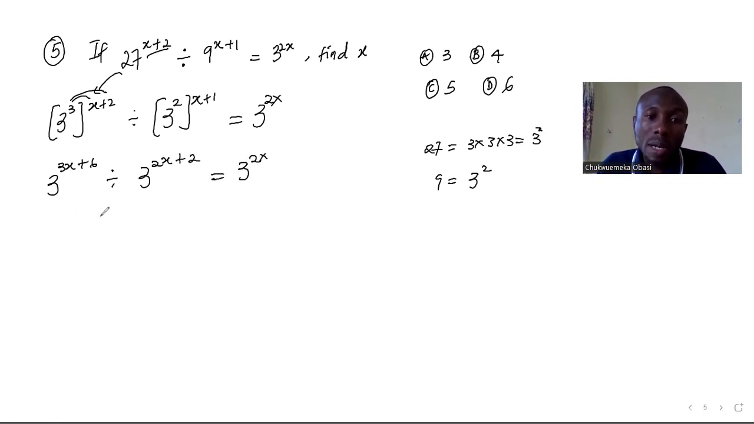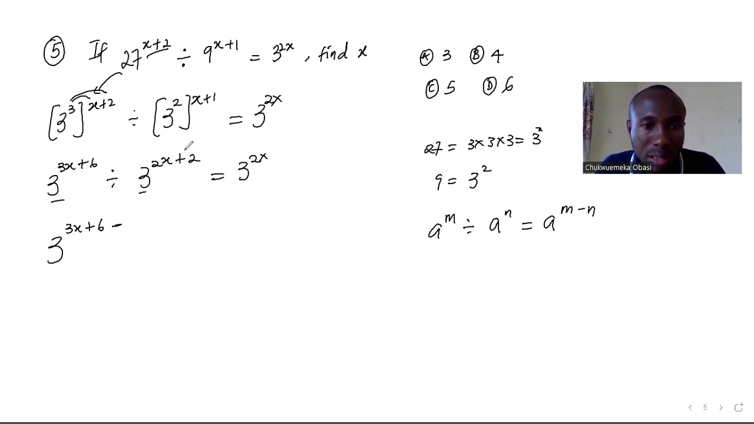Now from here, you can apply your laws of indices that says if you have a to the power m divided by a to the power n, the result will be a to the power m minus n, right? You subtract this power from this one. So now you see they have the same base, just like the a here, and we're going to subtract this exponent. So we have 3x plus 6. Now minus, I'll put these in brackets because the minus is going to go into them.